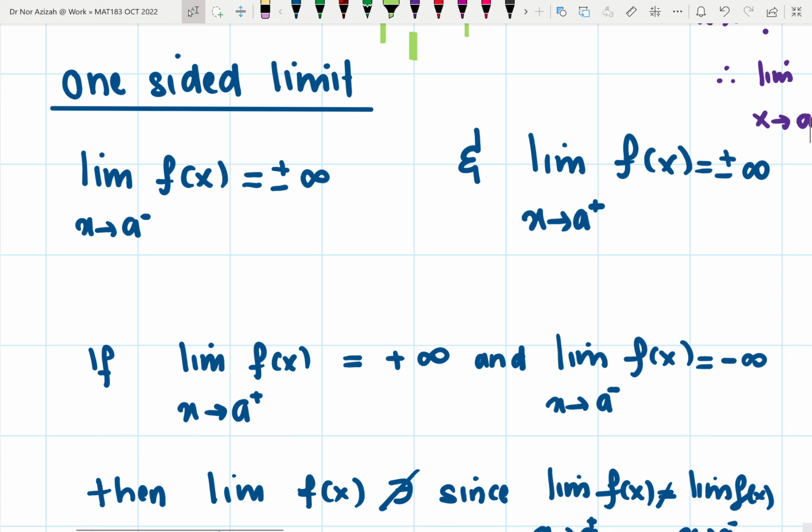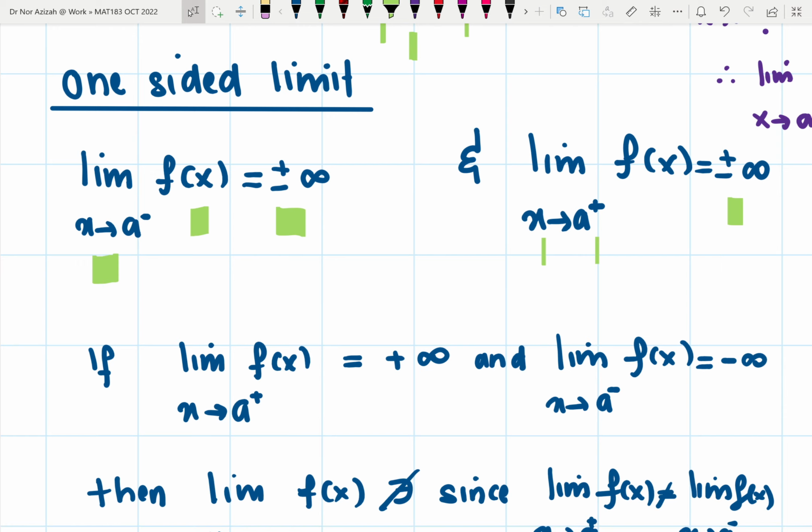Okay, class, now look at one-sided limit here. For one-sided limit, the limit of f(x) when x goes to a from the left-hand side can be positive infinity or negative infinity. Similar to when x goes to a from the right-hand side, it can be positive infinity or negative infinity. So this one we consider infinite limit, right?